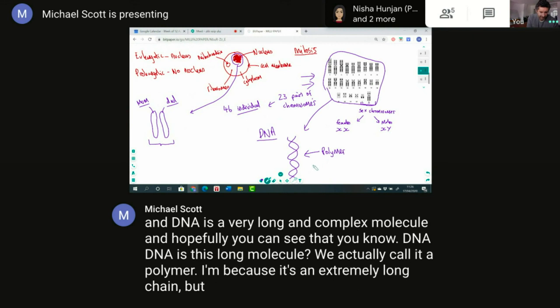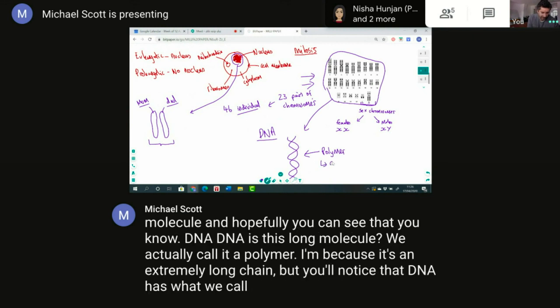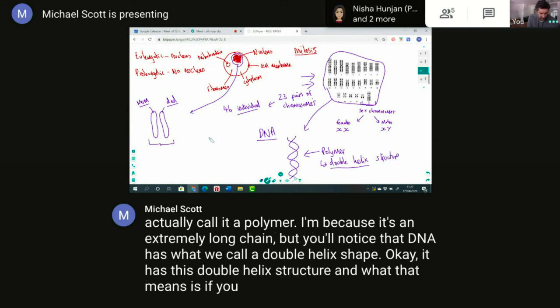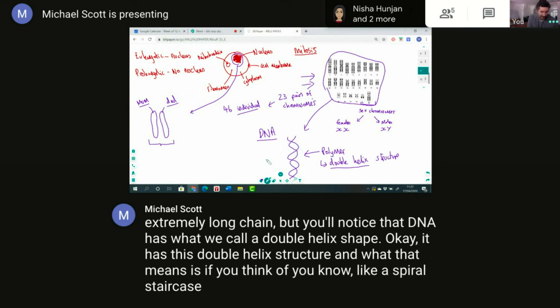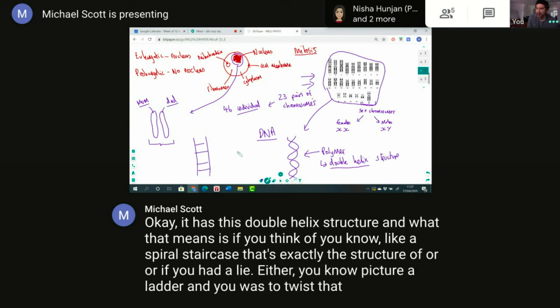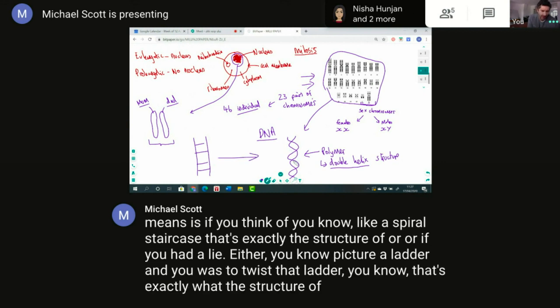But you'll notice that DNA has what we call a double helix shape. Okay, it has this double helix structure. And what that means is, if you think of a spiral staircase, that's exactly the structure. Or if you had a ladder, picture a ladder, and you were to twist that ladder, that's exactly what the structure of DNA would look like.